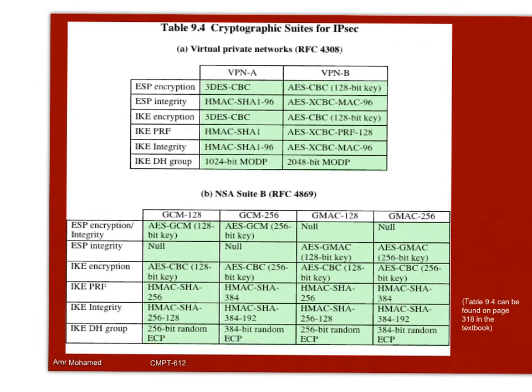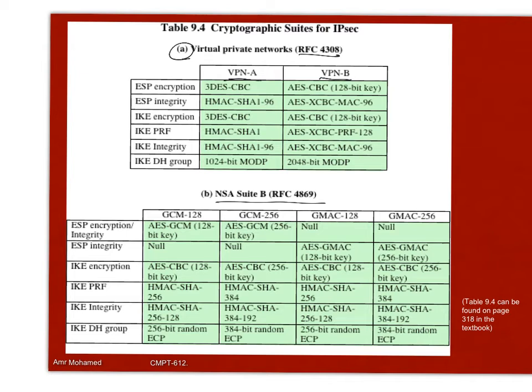This RFC defines the mechanisms for VPN, whereas this one defines the mechanisms for the case of the USA. For the USA, they have their own standards when it comes to security mechanisms for IKE and IPsec. Okay, so for this case, they provide two bundles of mechanisms. One is called VPN A, and the other is called VPN B.